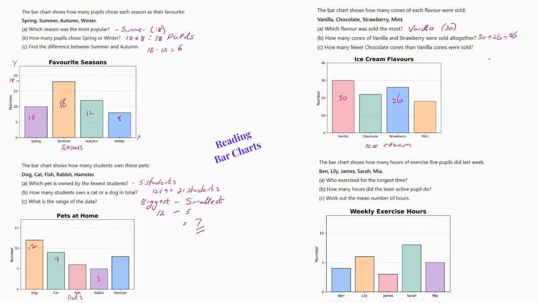And then how many fewer chocolate cones than vanilla were sold? So fewer is a subtract question. So chocolate ones there are, I'd say, 30, no, 22. And vanilla cones are obviously 30. So we're just going to do 30 subtract 22, which gives us 8 fewer cones.